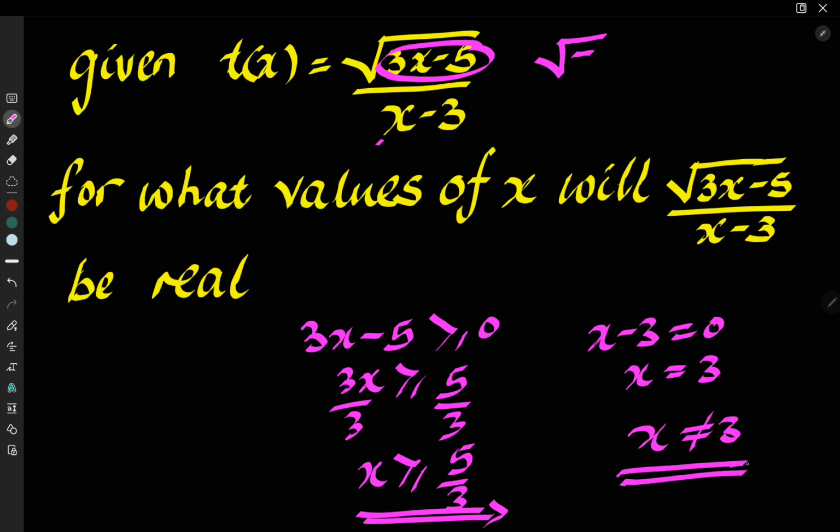So that is how you solve this inequality. So x will be greater than or equal to 5 over 3, and x is not equal to 3 for this expression to be real. And that is how you solve your inequalities.